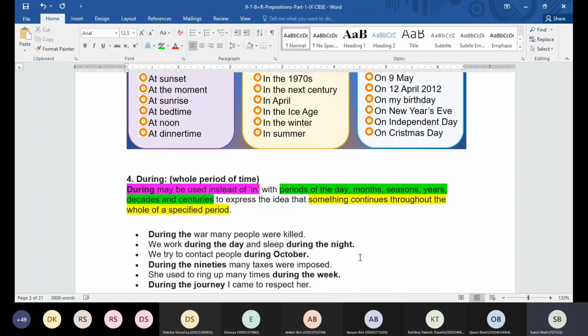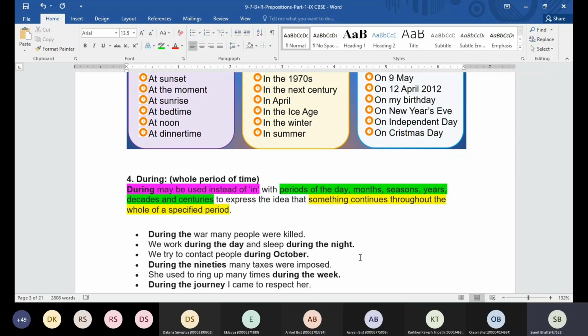So we are showing the continuity in this. That's why we would prefer the word during. But in is also right. If you say we try to contact people in October, that is also fine. But during is going to show that we continuously try to contact people. Every day we try to contact people.